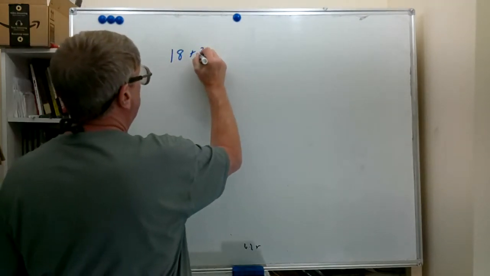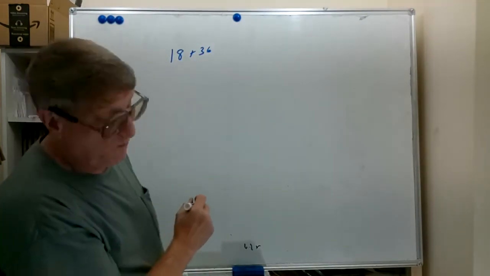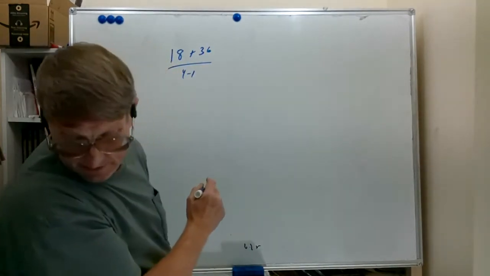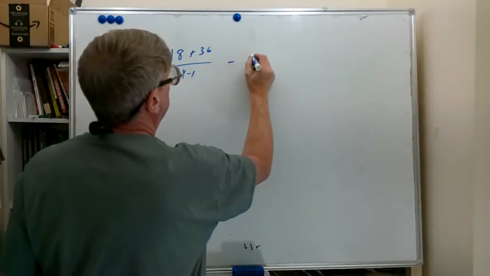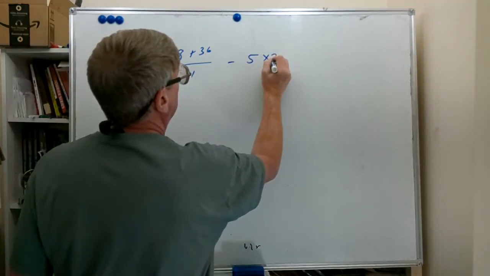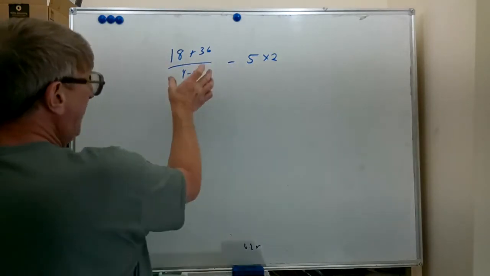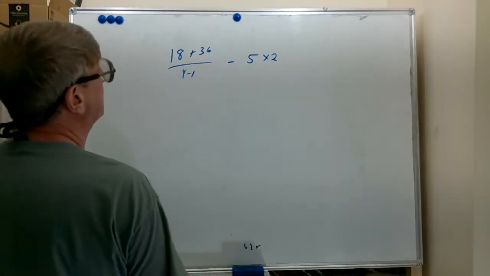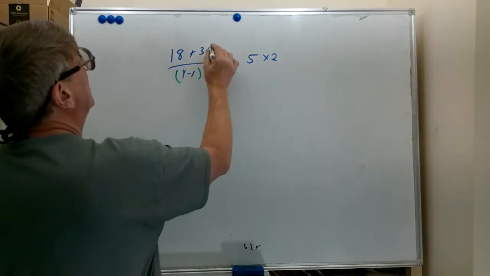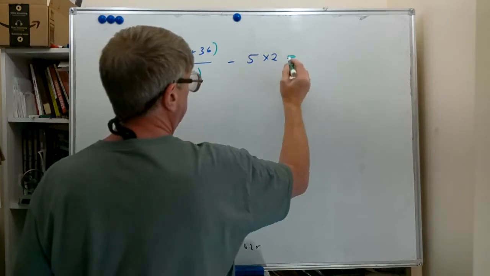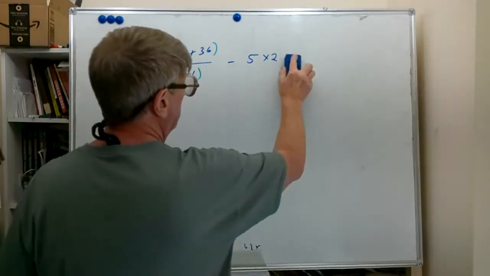18 plus 36 over 4 minus 1, minus 5 times 2. Okay. This fraction bar is like parentheses, so we can throw some parentheses in there just so we don't forget. What does this equal? Make that simple.